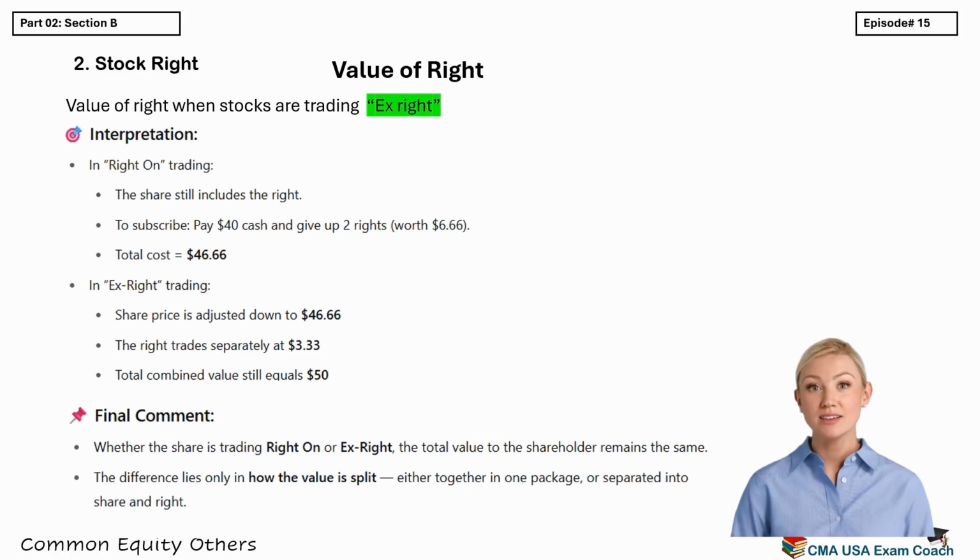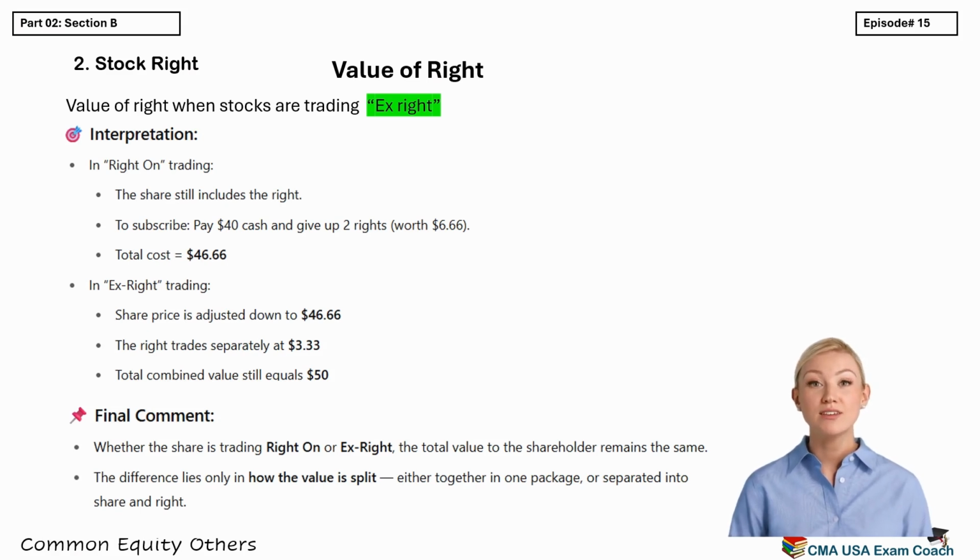In ex-right trading, the shareholder still pays $40 to buy the new share, but now they buy the 2 rights separately in the market. Each right costs $3.33, so 2 rights will cost $6.66. The total cost is the same, $46.66. When the new share is acquired for $40 and is worth $50 in the market, the total benefit to the investor is still $10.